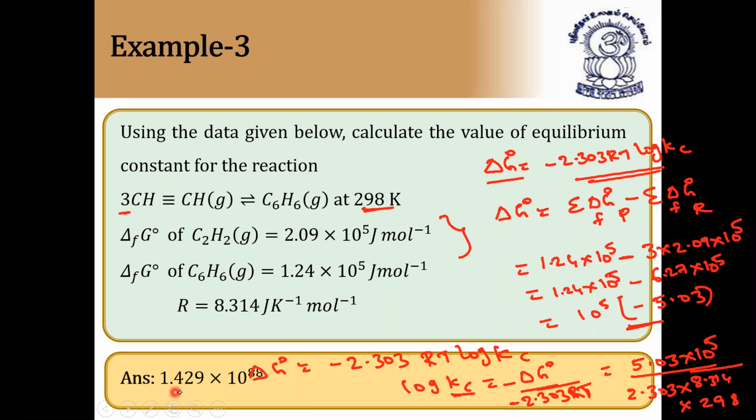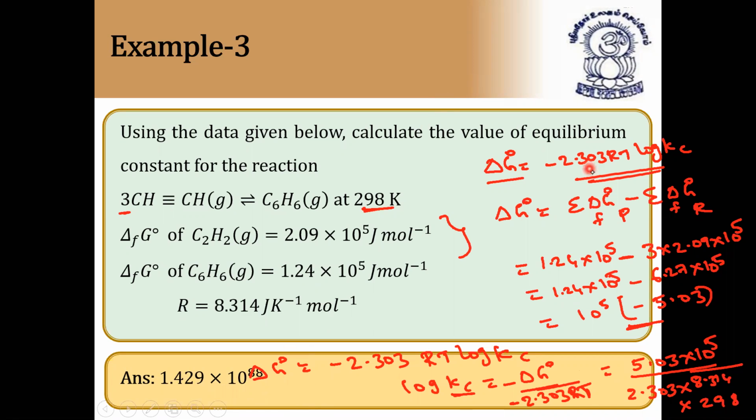So you'll get 1.429 × 10^88. I hope it is clear. So log Kc is equal to this. So Kc is equal to the anti-log of this value. The anti-log of this value, you get as 1.429 × 10^88. I hope it is clear. So please note down this question.